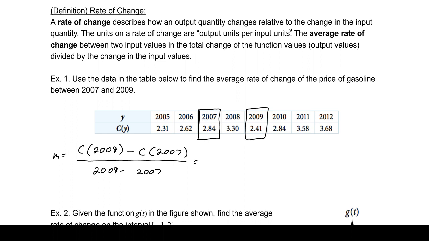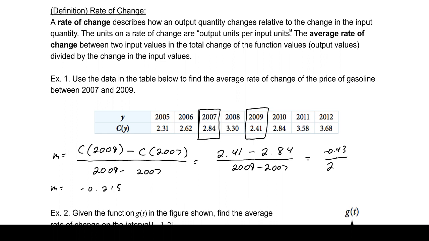So C of 2009 is 2.41. C of 2007, the cost then, is $2.84, divided by 2009 minus 2007. All right, now the denominator is 2. Our numerator, double check my arithmetic, negative 0.43, which means our rate of change is negative 0.215.